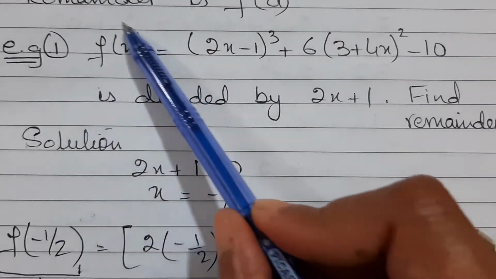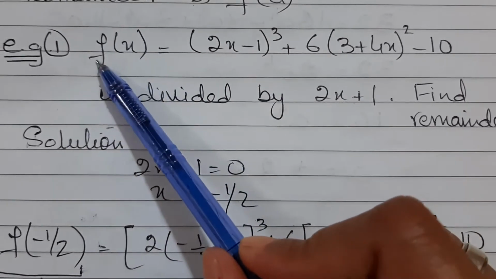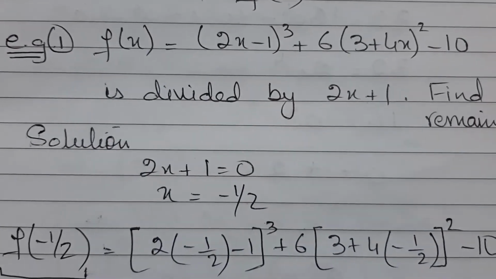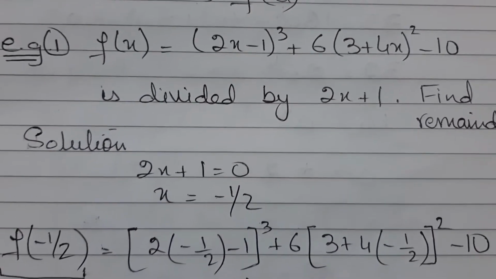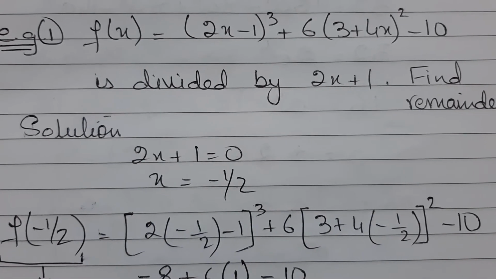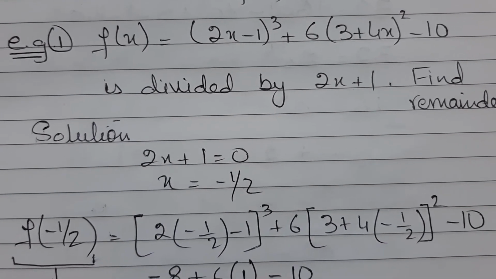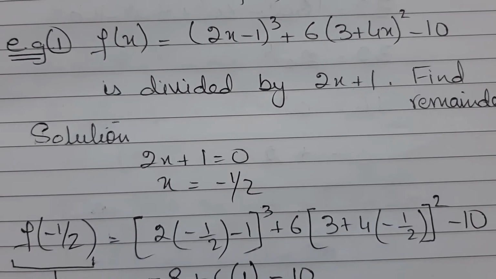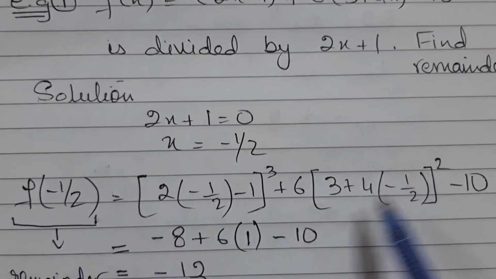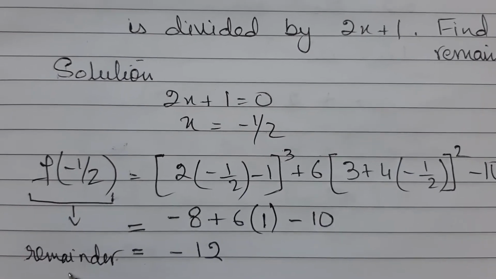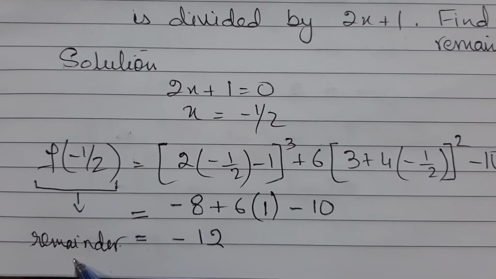This is just an indication that when I write f of minus half, it doesn't mean f multiplied by minus half. No. You have done functions in maths. It simply means in the expression, wherever you have x, replace it by minus half, and then solve it. The answer you will get will give you the remainder. This is what the remainder theorem says.